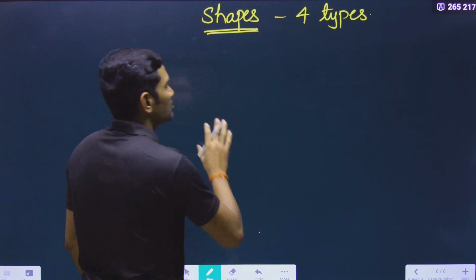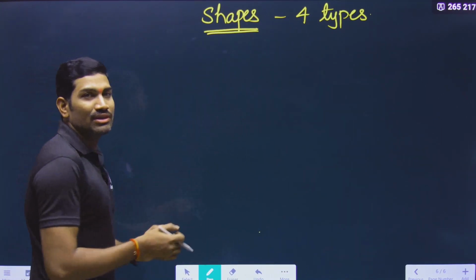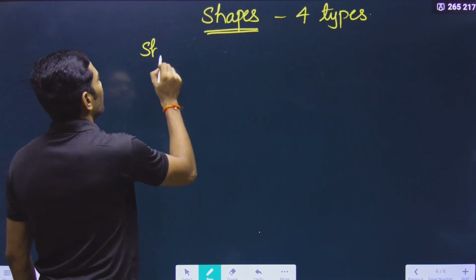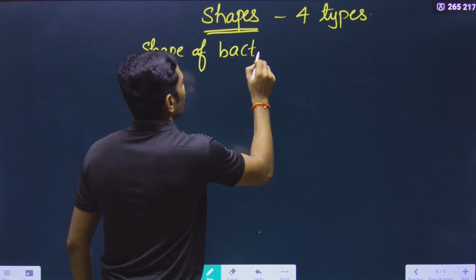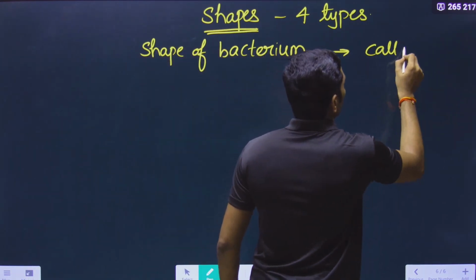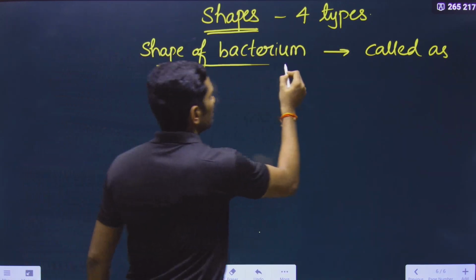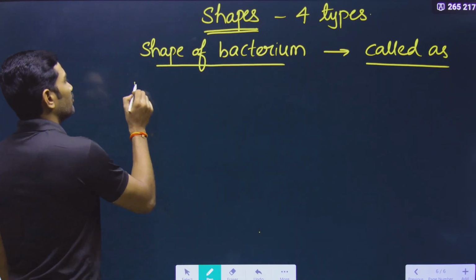So based on this, now this is the NCERT information, and the same information now we are converting into a table. So what is that one? First we will talk about what is the shape of bacteria. And based on this shape, what is it called as? So in this way, we are making a small table. And now we will talk about the first one.